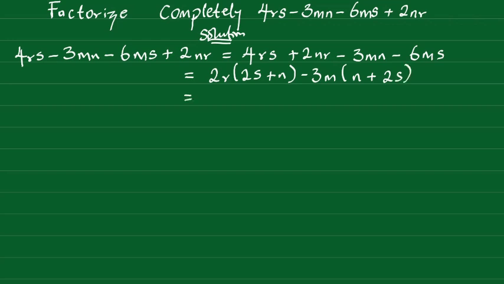And lastly, this leads us to bracket open, 2s plus n, bracket close, bracket open, 2r minus 3m, bracket close. Now this gives us our final answer as bracket open, 2s plus n, bracket close, bracket open, 2r minus 3m, bracket close. Thank you.